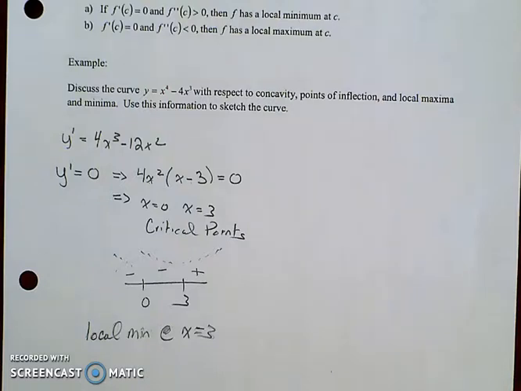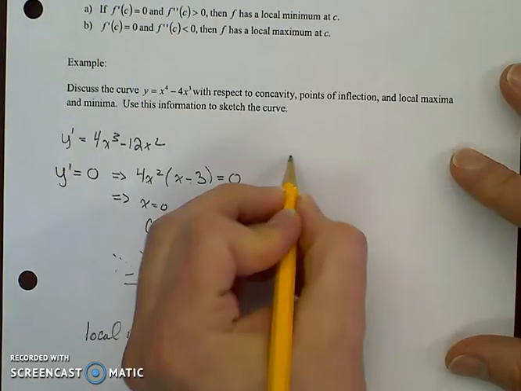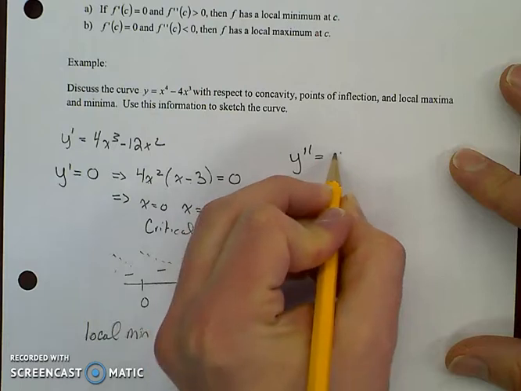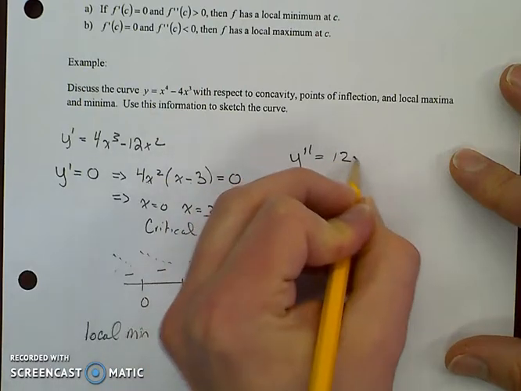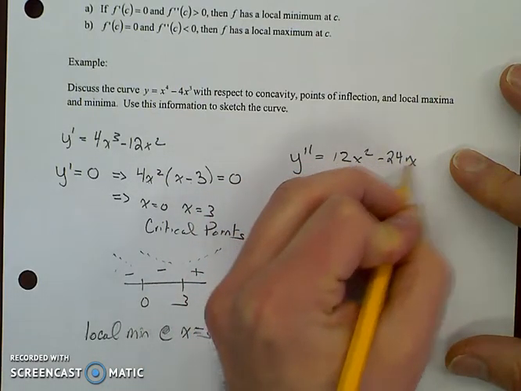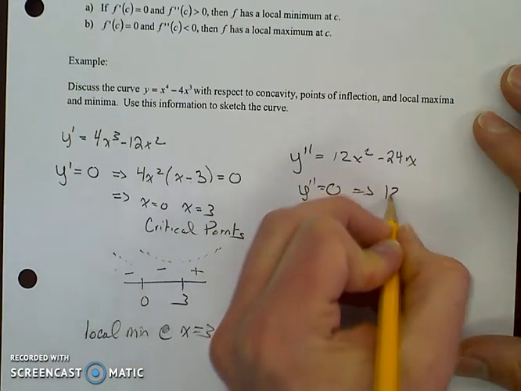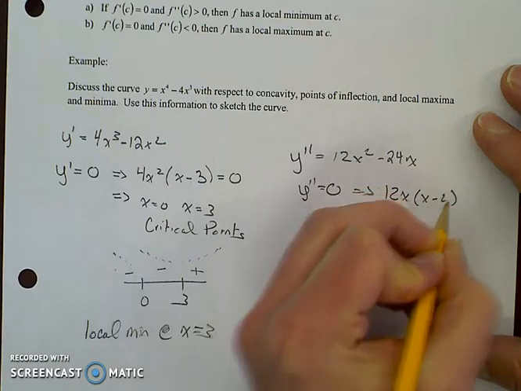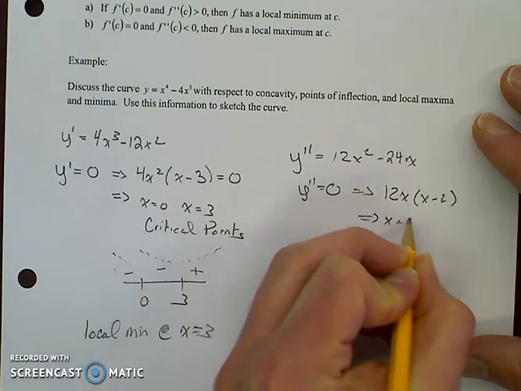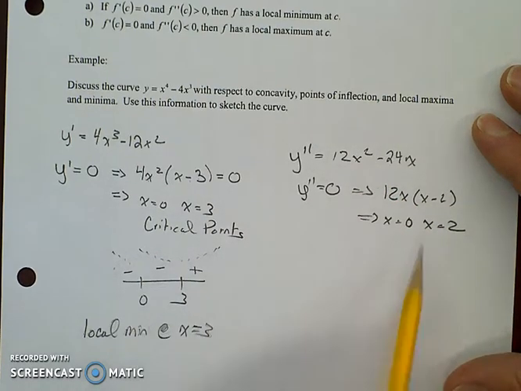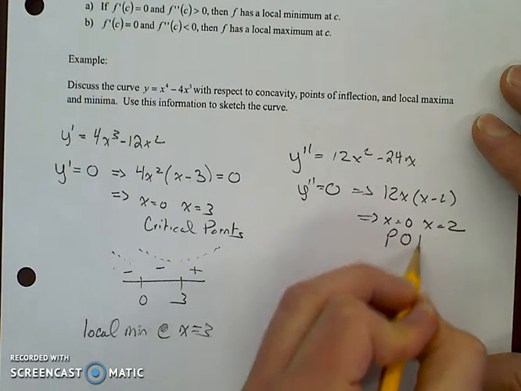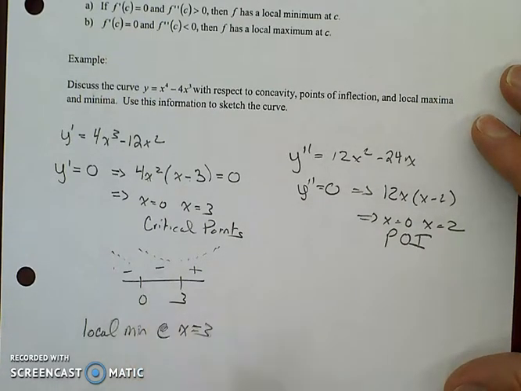So the second part is that we are going to look at the second derivative. If we come over here, y double prime equals, just take that, 12x squared minus 24x. Set that equal to 0. We're going to factor out a 12x, x minus 2. And so we're going to get x equals 0 and x equals 2. As we said, that's a point of inflection. We knew that already from over there.